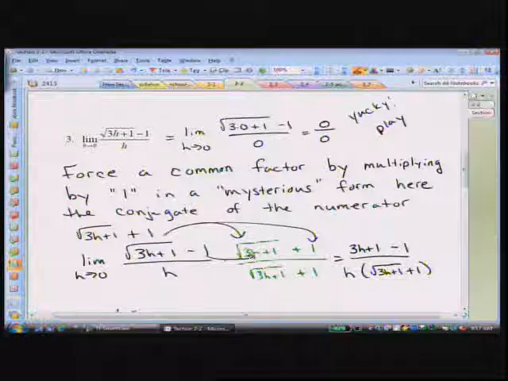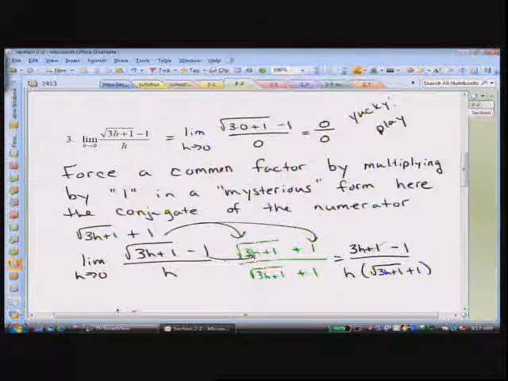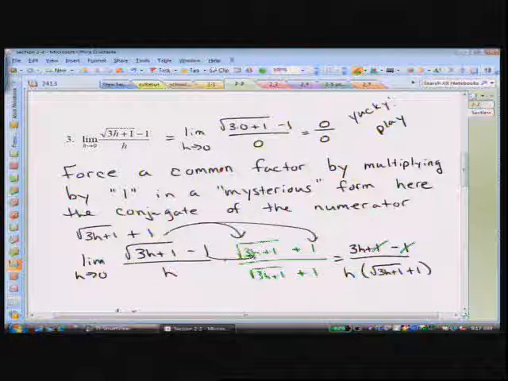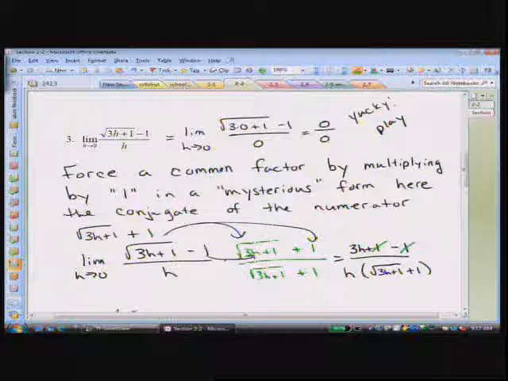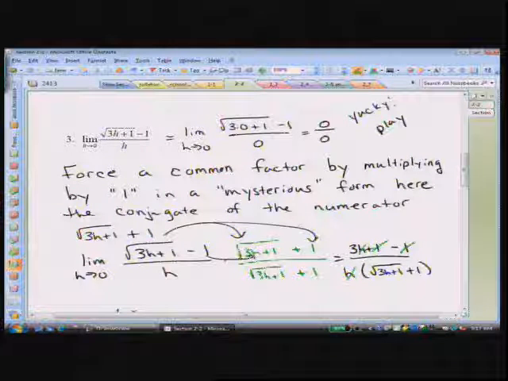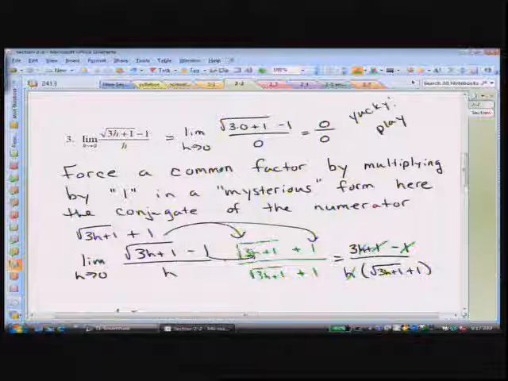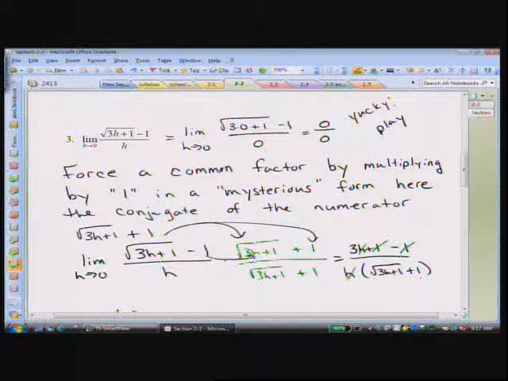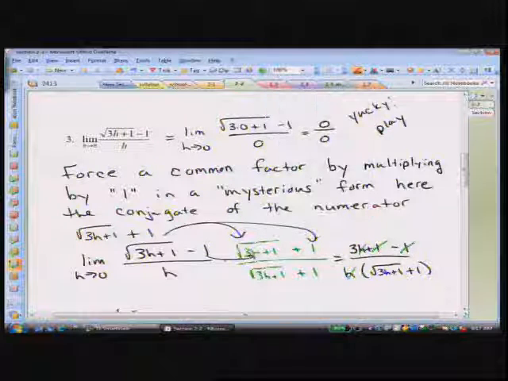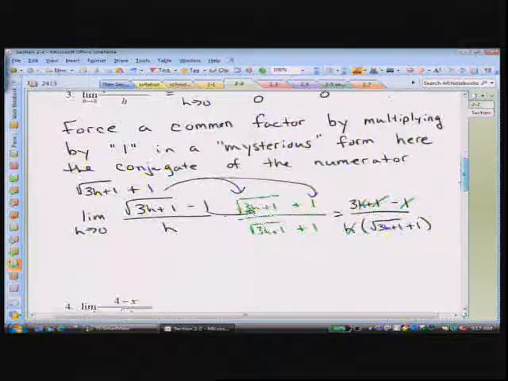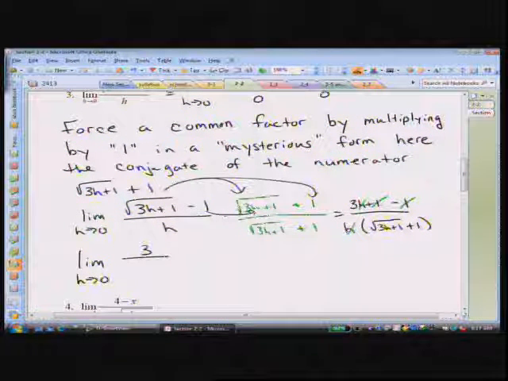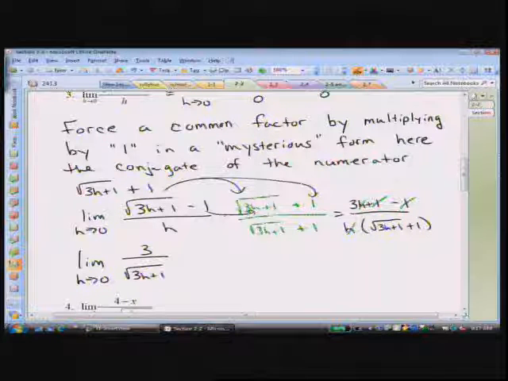Because what happens in my numerator here is my 1's cancel, right? And then I have 3h over h times this. Well, because this is just 3h over h, those h's will cancel as well, okay? And so now I just have 3 over the square root of 3h plus 1 plus 1. Now I can try a direct plug-in and see if I get any better luck. So now if I look at the limit as h goes to 0 of 3 over the square root of 3h plus 1 plus 1.